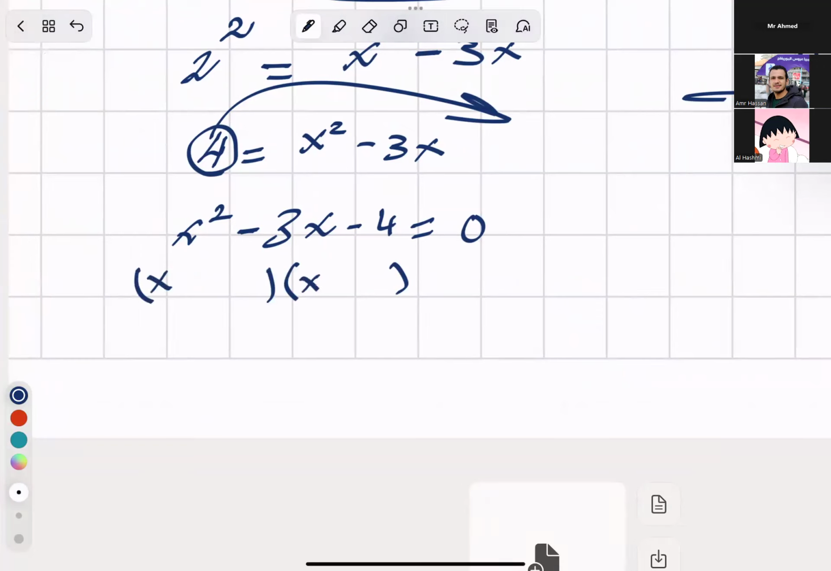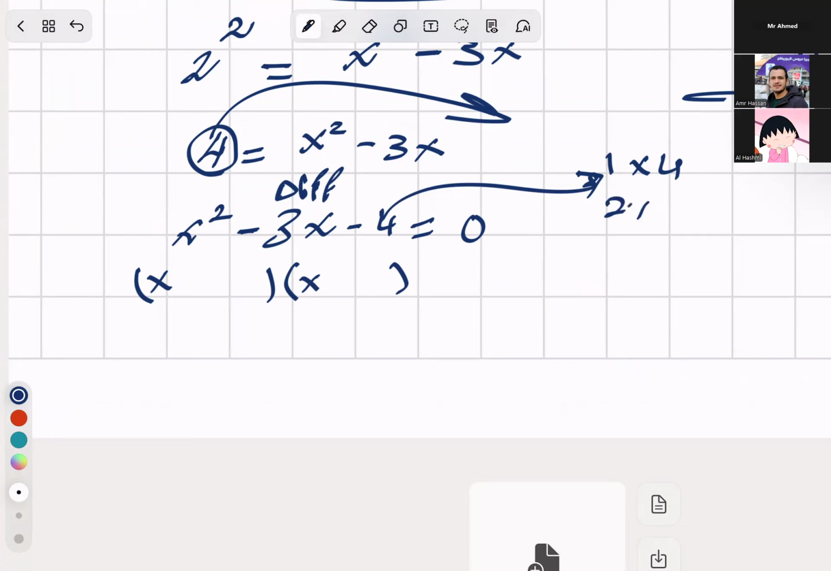What I have to do is just try to open up two brackets. The first one is x and x. What about the 4? I'm just thinking, what is the sign of the last term? The sign of the last term sounds like negative, which makes sense. I'm looking for two numbers whose difference is 3, and whose product is 4. So we have 1 times 4 and 2 times 2. Let me cancel 2 times 2 out, because it doesn't work for us: the difference between them is 0, not 3, right?